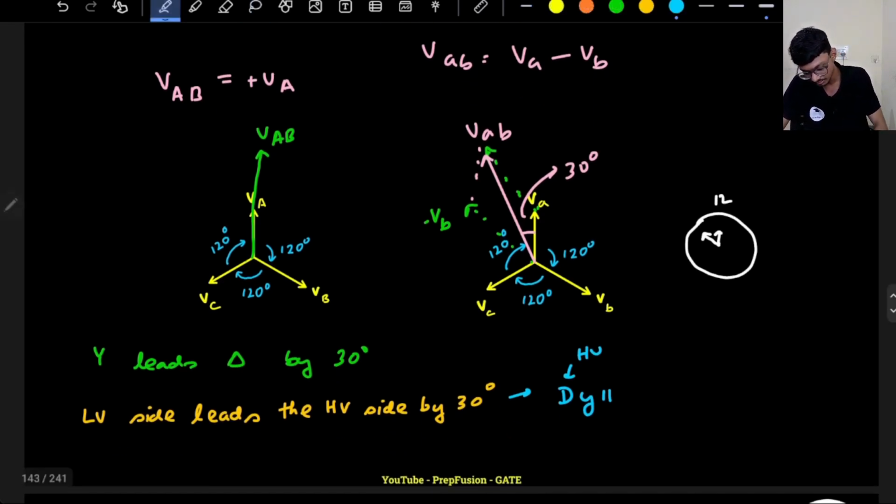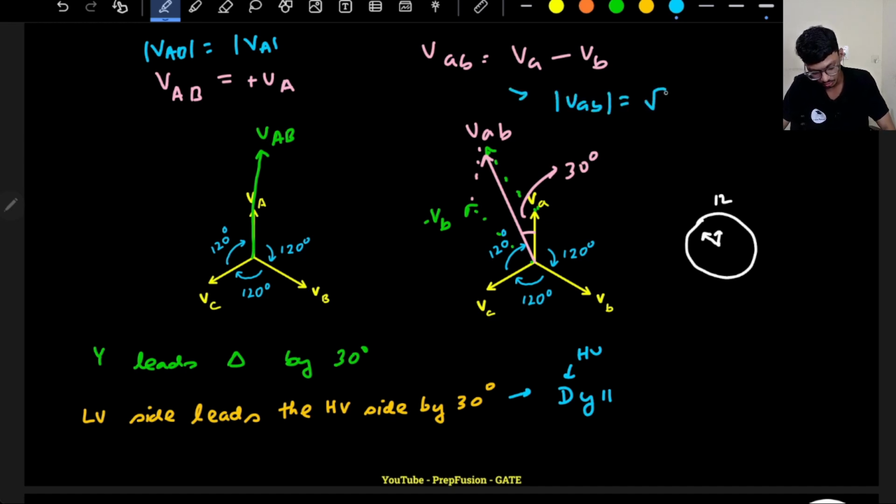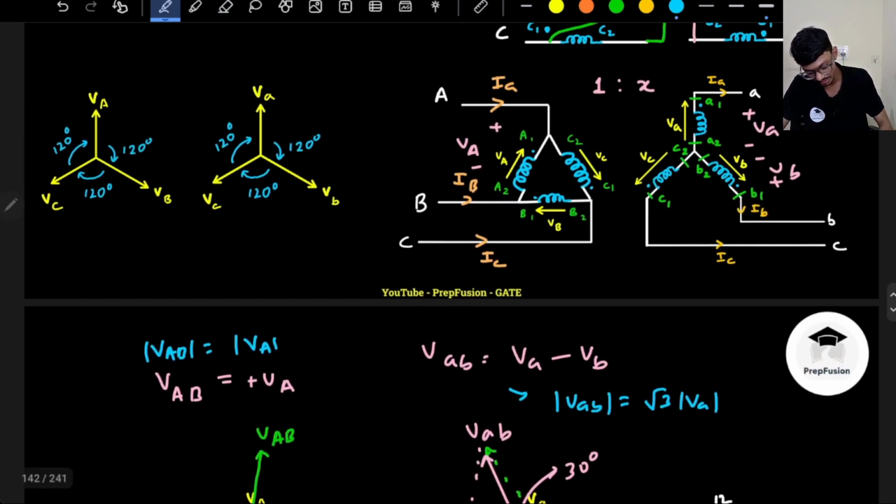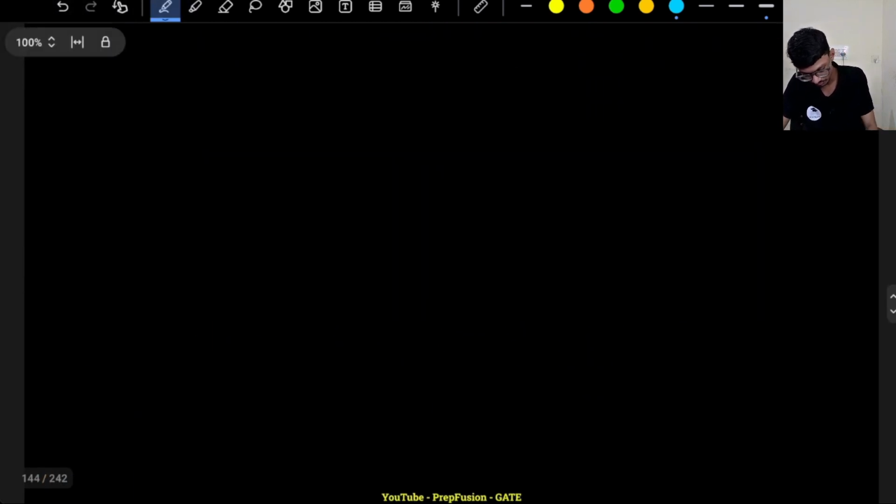So here, what is the magnitude of VAB? It is simply the magnitude of capital VA only. What is the magnitude of small VAB here? It will be root 3 times the magnitude of small VA. And one relation I know is that capital VA upon small VA is 1 upon x. So that I will derive. I know my capital VA upon small VA will be 1 upon x.